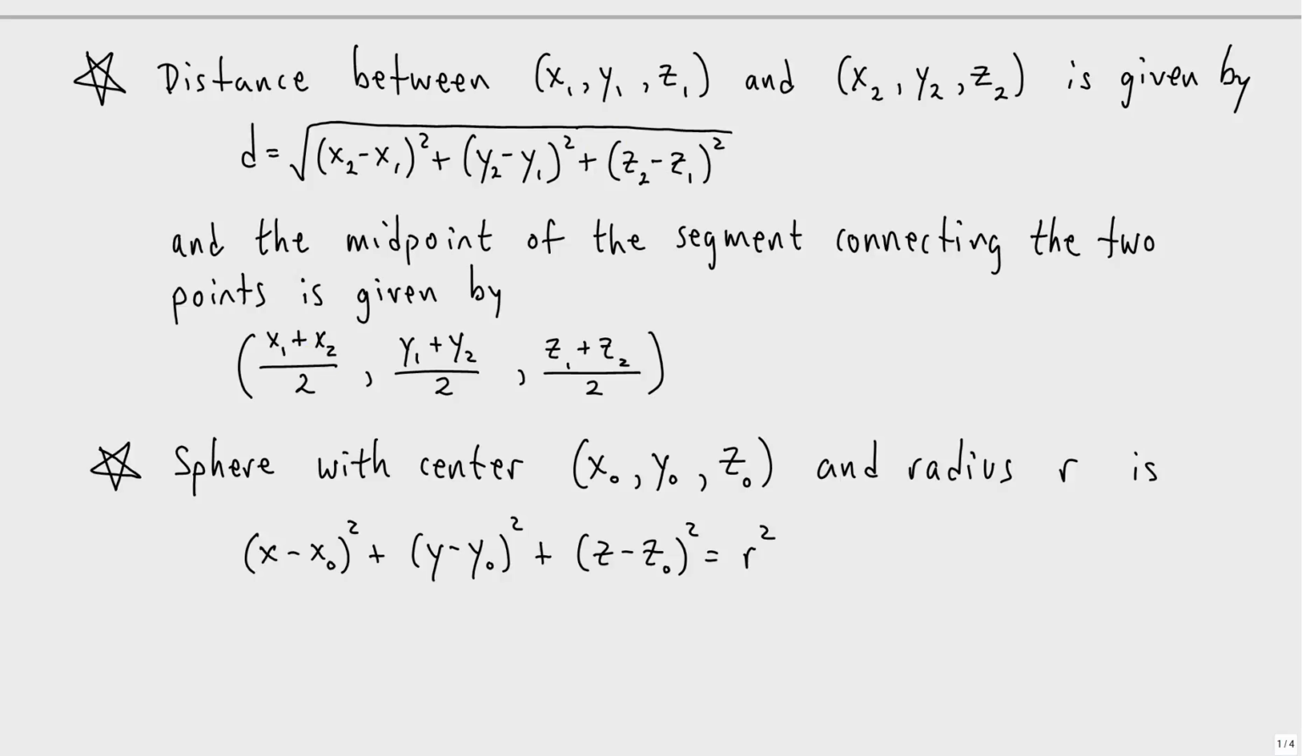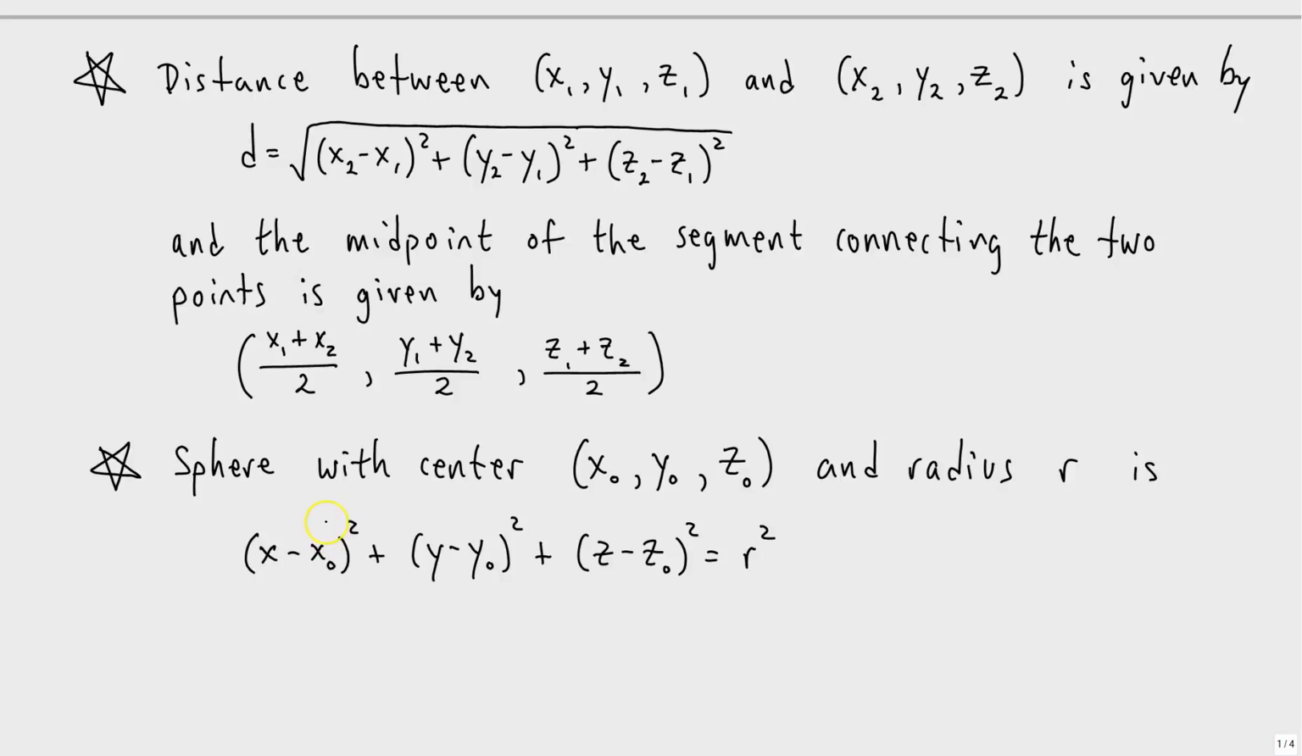And midpoint, we need a midpoint formula. So if you have a line segment and you want the midpoint of it, you just find the average of the x coordinates, average of the y coordinates, and average of the z coordinates. So it's just an extension of the midpoint formula in 2 dimensions.